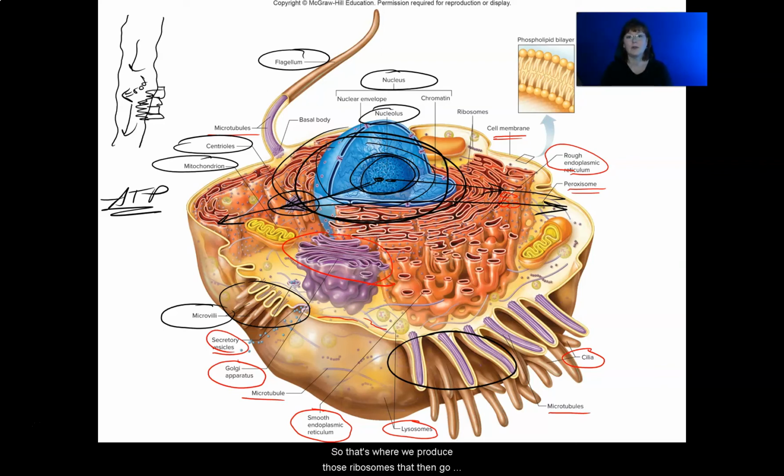So that's where we produce those ribosomes that then go out and get either embedded on the rough ER or are just floating free in the cytoplasm. The ribosomes are the chefs of the cell, so they are going to actually read the instructions on the DNA or read the recipes and then produce the proteins.